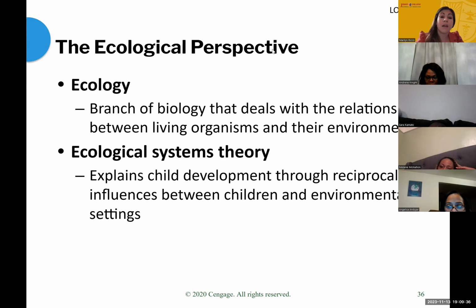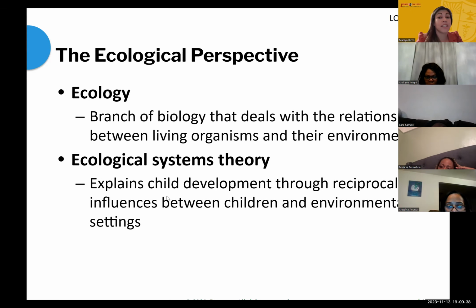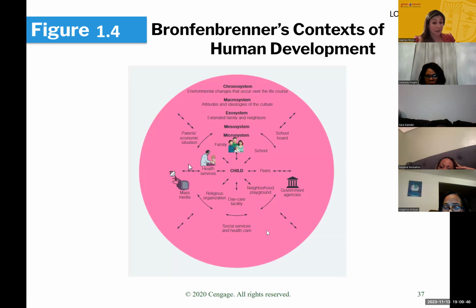But the ecological systems theory explains child development through reciprocal influences between children and environmental settings. So this is my version of the tree. Okay, this is their version from the textbook, but the child is the tree, and the branches are all of the micro and meso systems around them, right? So you have family, school, peers, doctors and health services, religion, daycares, neighborhoods, playgrounds, neighbors, those all are microsystems.